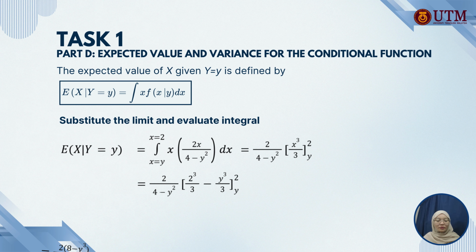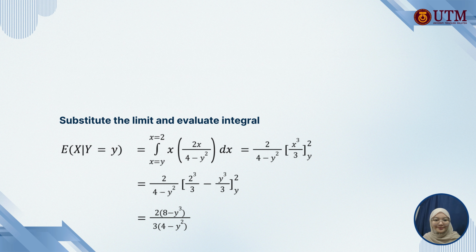In this part, we want to find the expected value and the variance of the conditional function. The expected value of x given y is when we integrate x multiplied with the conditional function, and if we substitute the limit and evaluate the integral, we will get the expected value of x given y equals 2(8 minus y cubed) over 3(4 minus y squared).